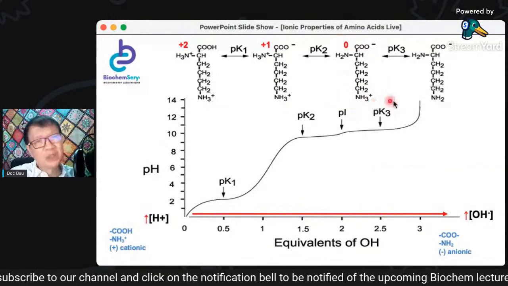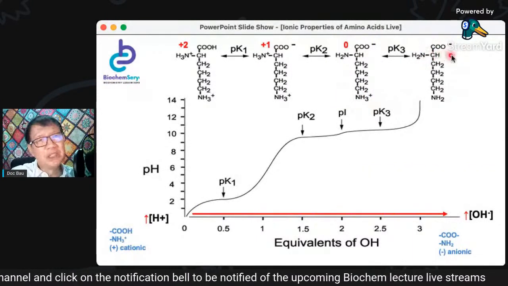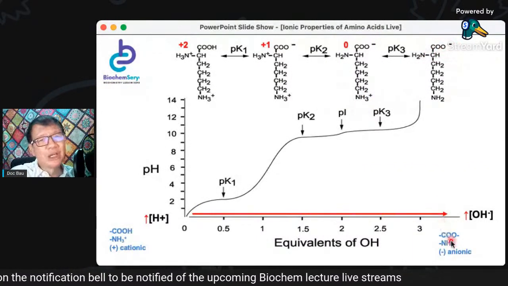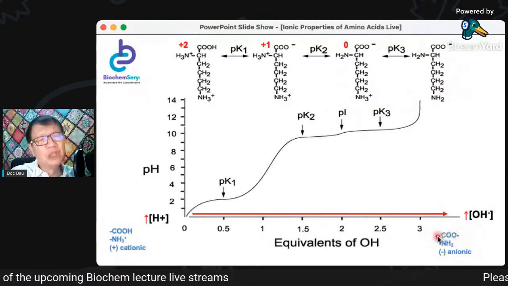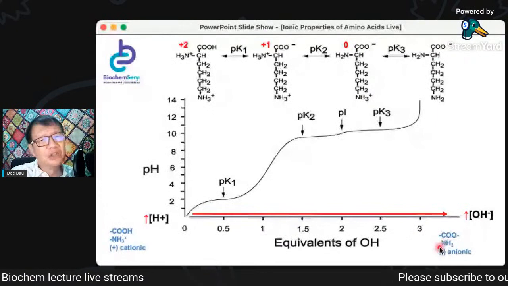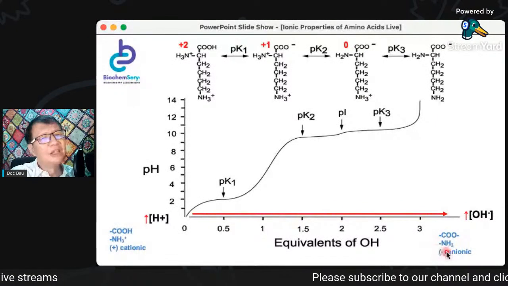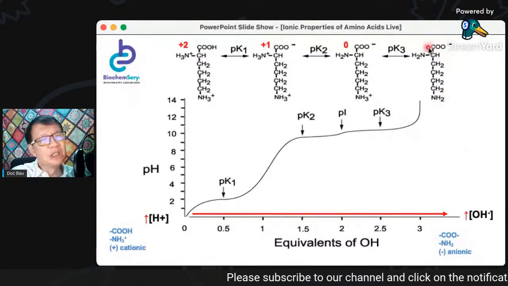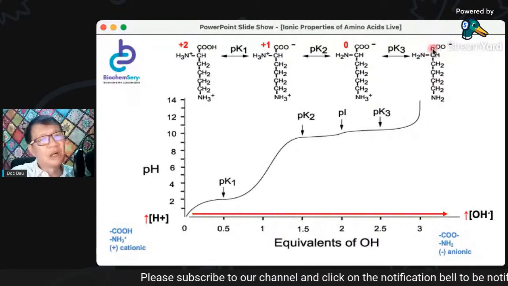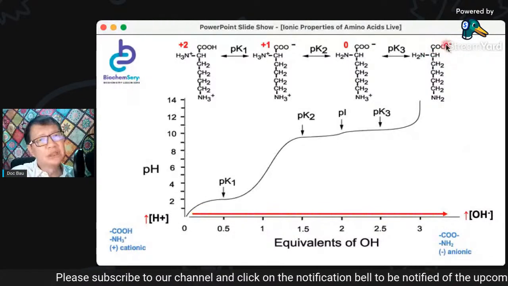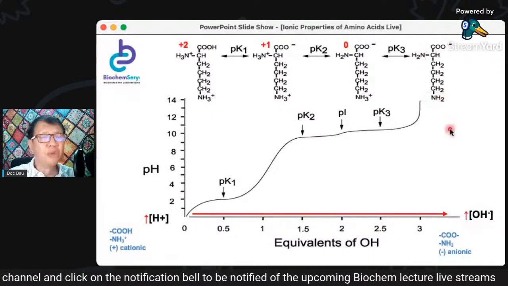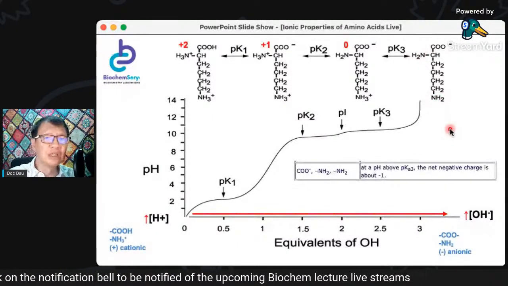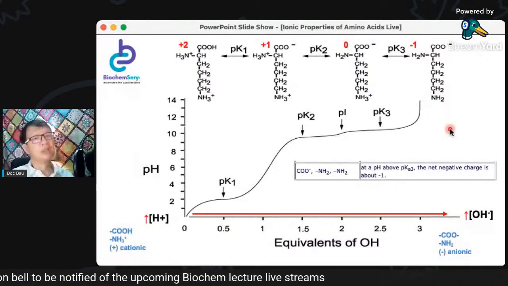So now what do we have? What is our ionic species? Look at our ionic species at very, very high pH. Your carboxyl group will be deprotonated and your amino group will be deprotonated. So we can see it here. Your alpha carboxyl is negative. Your alpha amino and your epsilon amino are both neutral. So that is negative. That is -1.